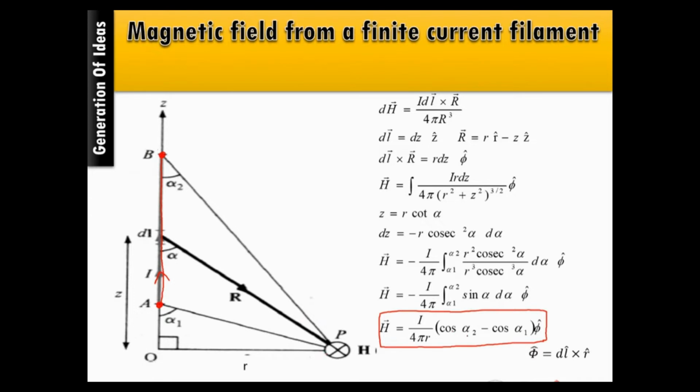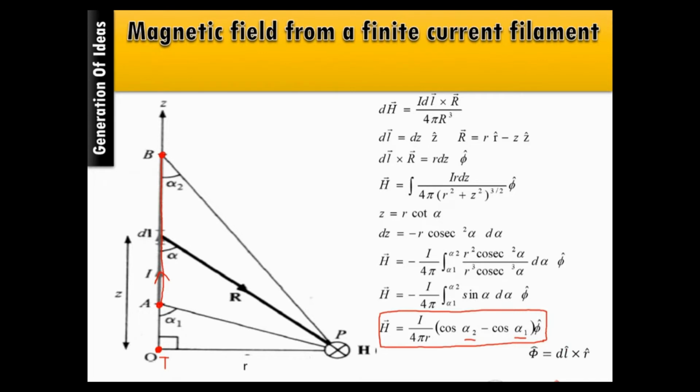This alpha 2 and alpha 1, you can easily find when you join the ends of the current elements with the point P. R will represent the distance. If you remember, last chapter we had to find out the coordinate of point T. This coordinate is important for us to find R, the distance between point T and the observation point P. While this phi represents the direction of the magnetic field.